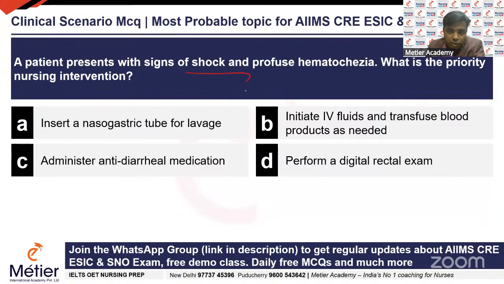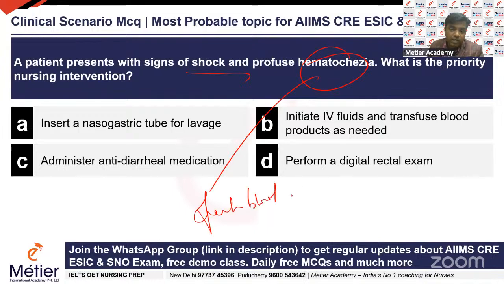A patient presents with signs of shock and profuse hematochezia. Hematochezia means fresh blood in the stool. This is the question I want to take. Hematochezia. Okay, fine. What is the priority nursing intervention?